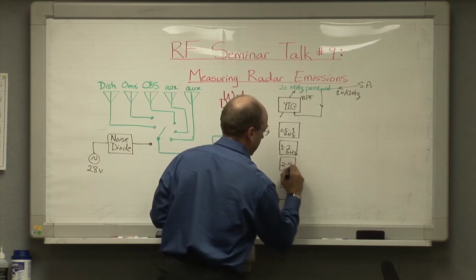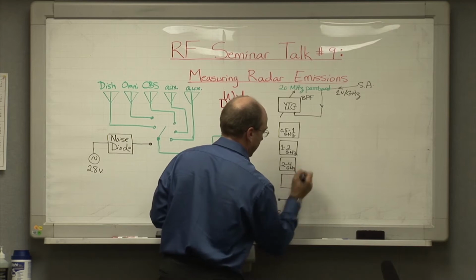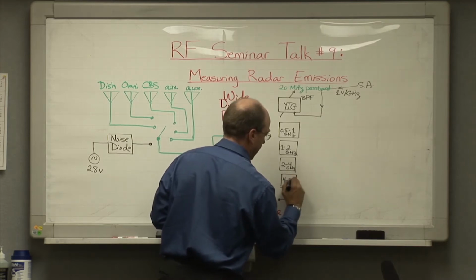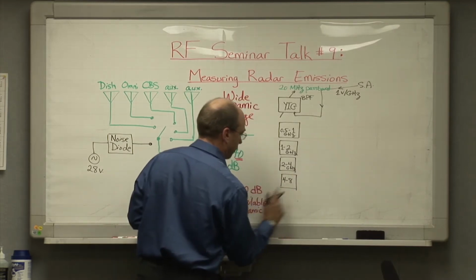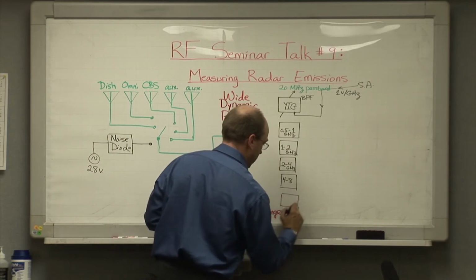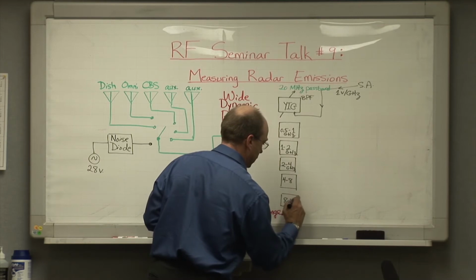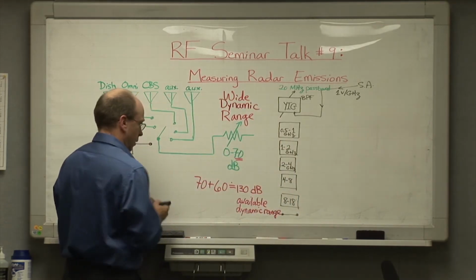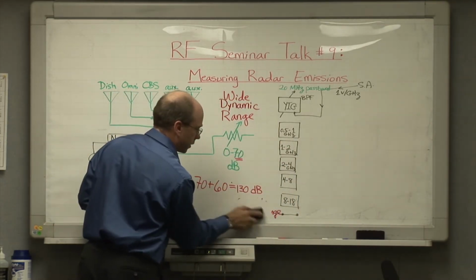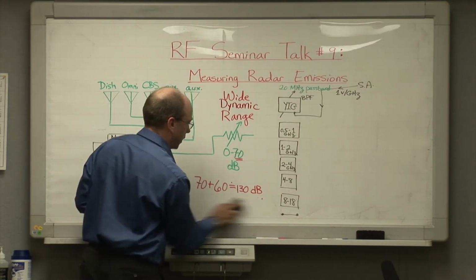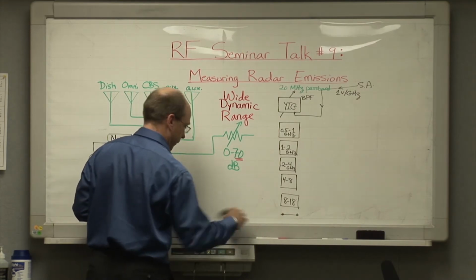2 to 4. And then 4 to 8. And in fact, I'm going to add one more here. And then we'll put the straight through path in. 8 to 18. We'll erase this little label just to make things a little more clear.